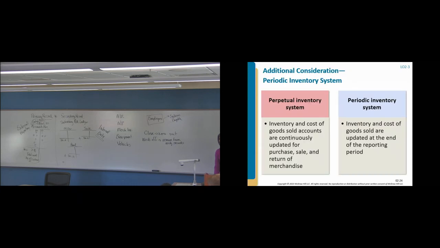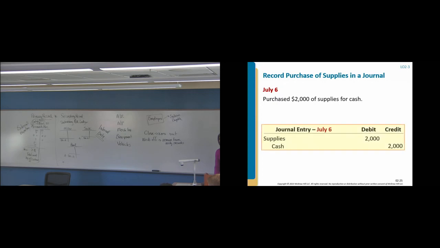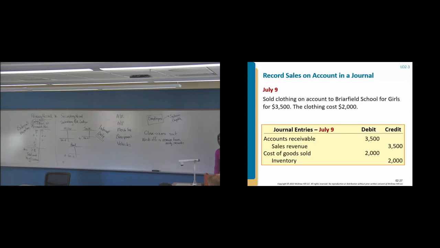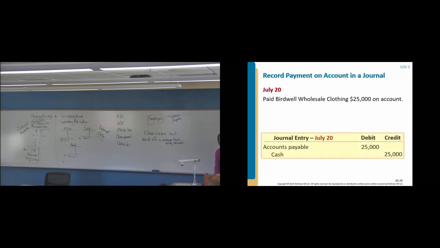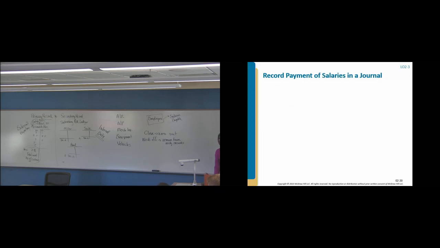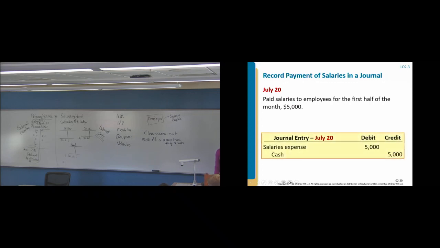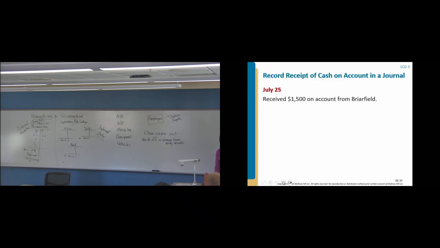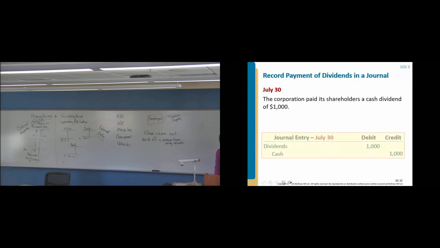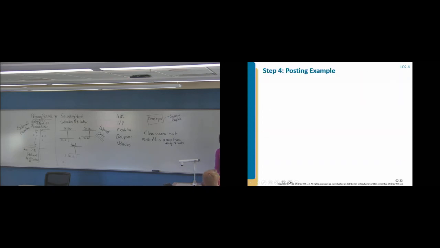I'm going to skip over the periodic inventory system for now. Some more transactions here. There are a lot of slides in this chapter. I try to be very intentional when I pick slides so that I'm not just handing you a big packet and reading slides to you. I only left these in here so that you had another example. Once we journalize, we're going to do that together momentarily, and then we're going to complete some of these steps. We're going to post.